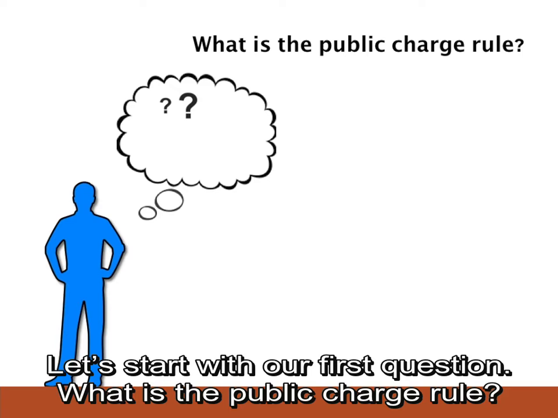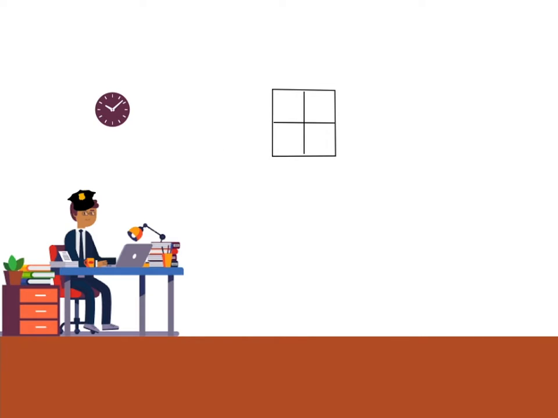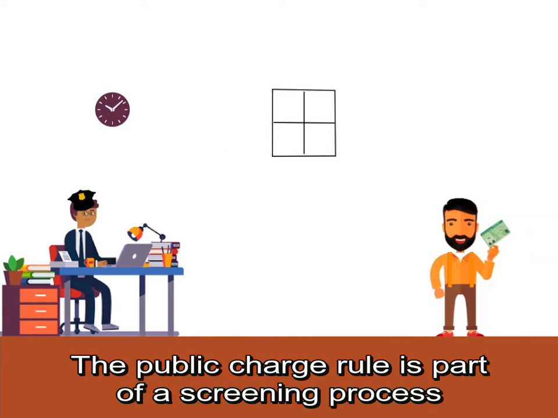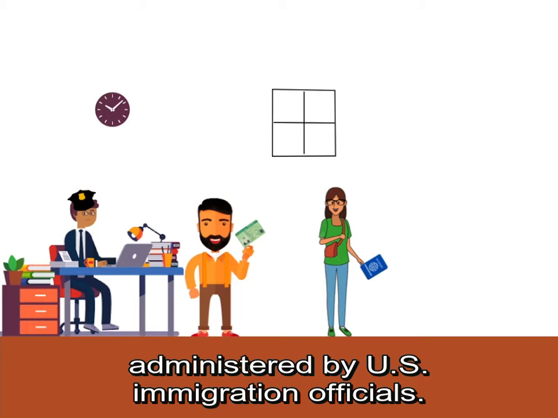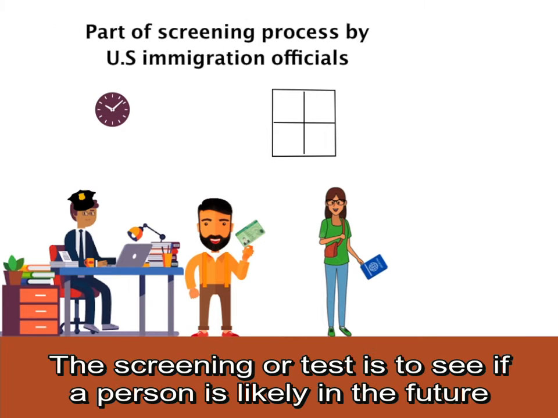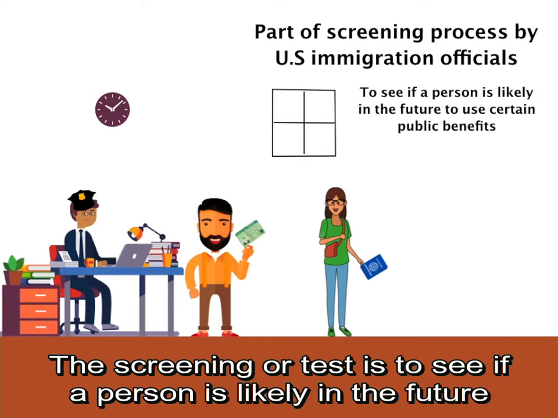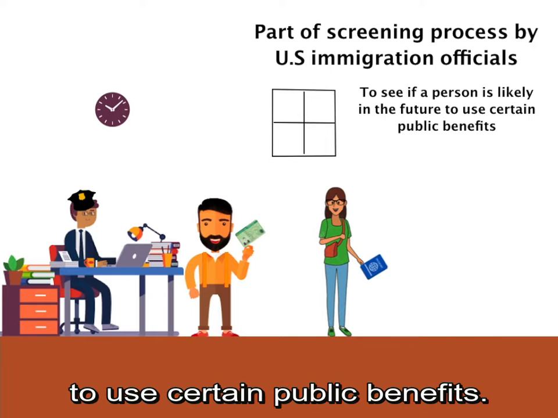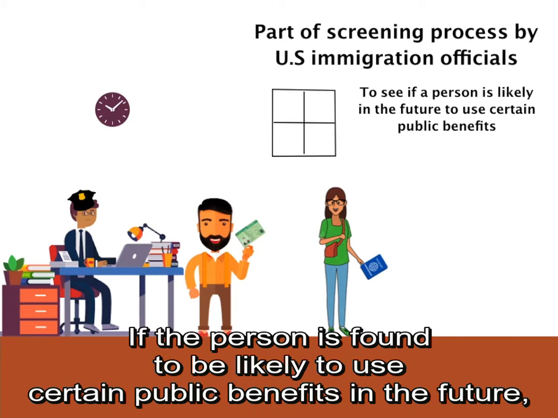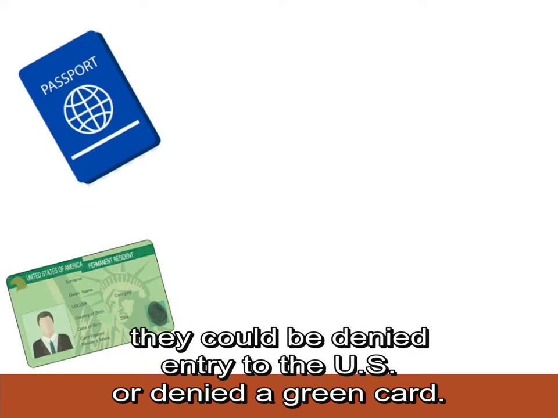Let's start with our first question. What is the public charge rule? The public charge rule is part of a screening process administered by U.S. immigration officials. The screening or test is to see if a person is likely in the future to use certain public benefits. If the person is found to be likely to use certain public benefits in the future, they could be denied entry to the U.S. or denied a green card.